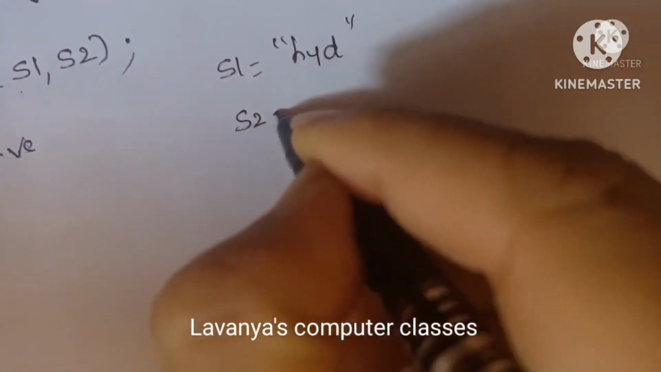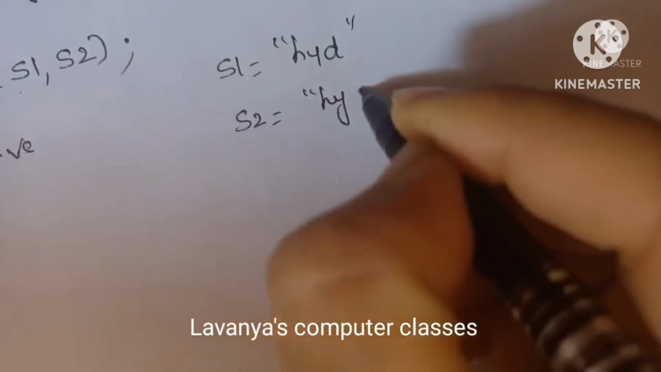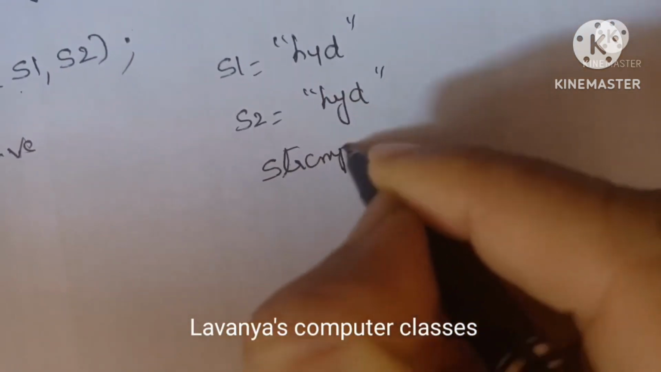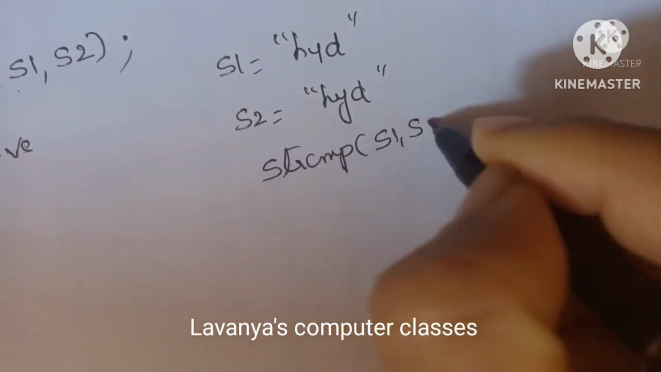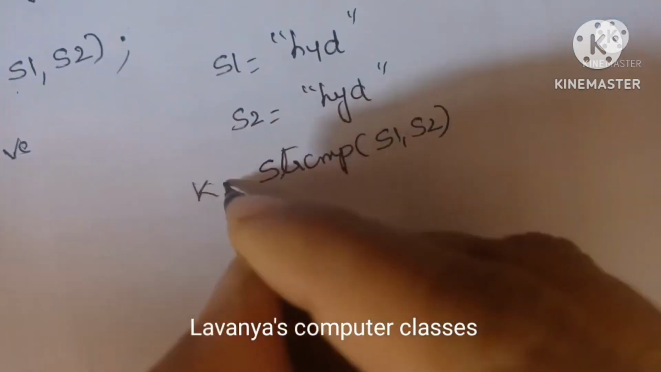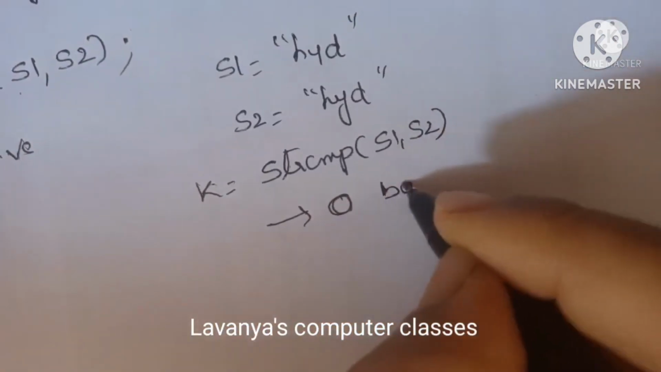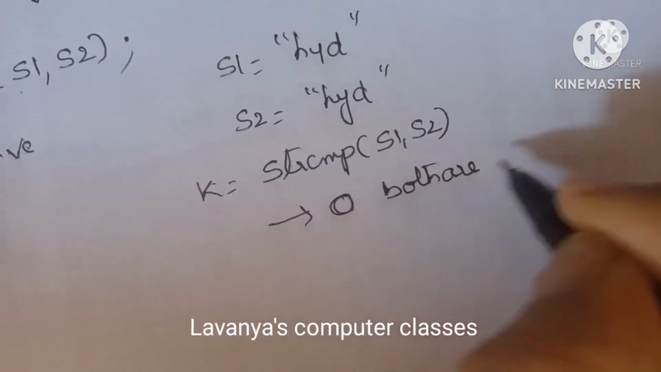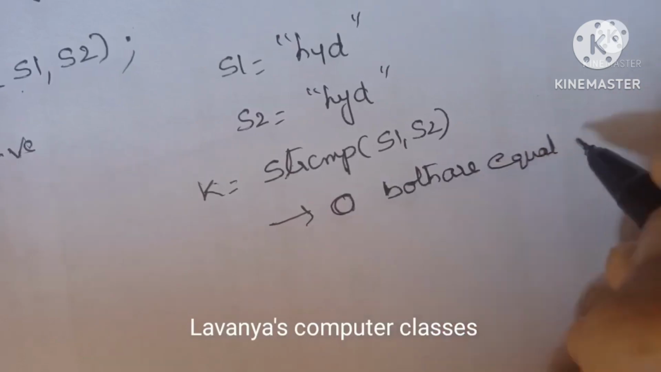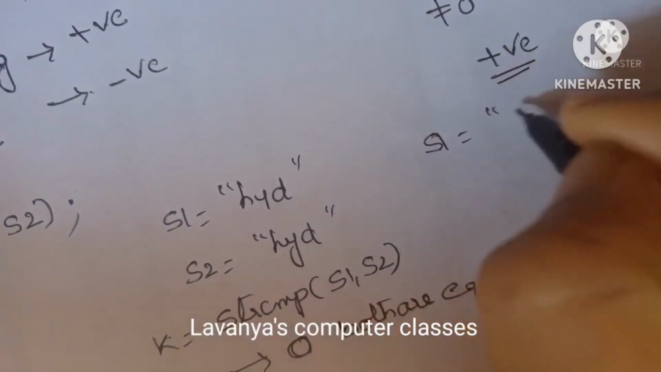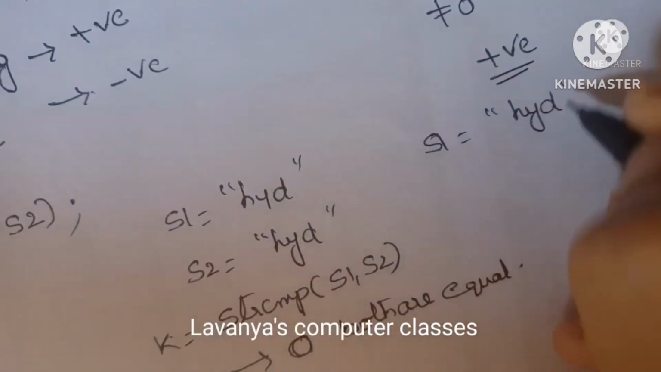One more example. S1 is HYD, S2 is HYD. So now comparing these two strings strcmp s1 comma s2. I will assign to the variable k. So what is the result of this k now? 0, because both the strings are equal. So whenever both the strings are equal, then result is 0.